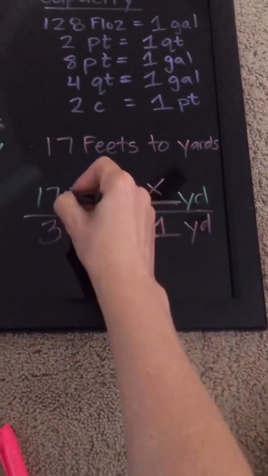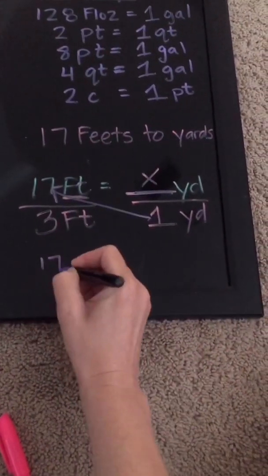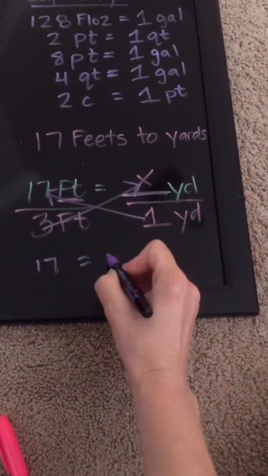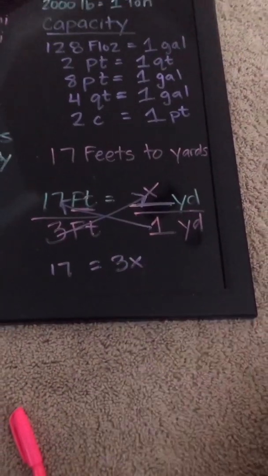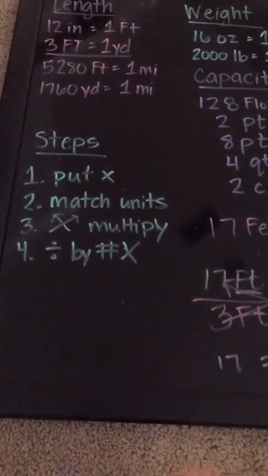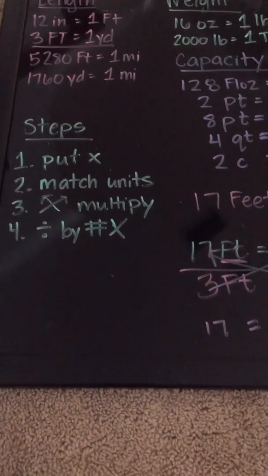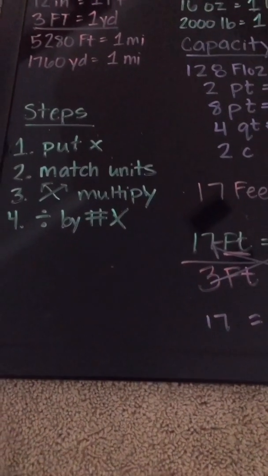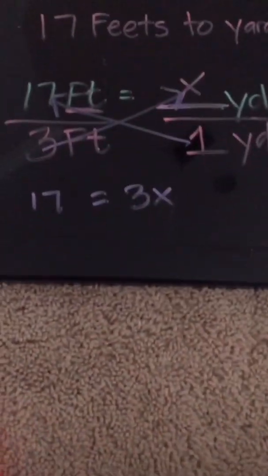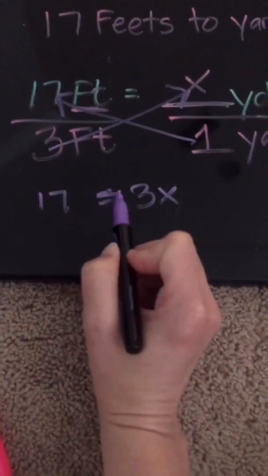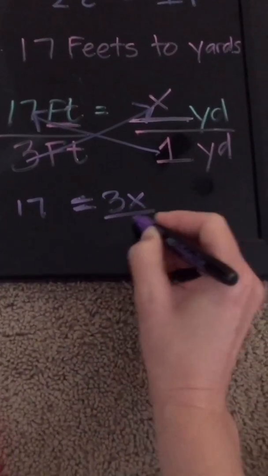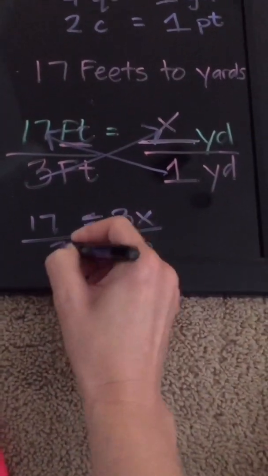Now I'm going to cross multiply. So 1 is going to hit 17, which gives me 17. 3 is going to hit the X, which gives me 3X. So now I've done step 3. I've put an X, I've matched the units, I've cross multiplied. Now I just need to do my final step, which is to divide by the number that is in front of X, or is attached to X. If I look at my proportion here, I see that 3 is attached to X, so I'm going to divide both sides by 3.